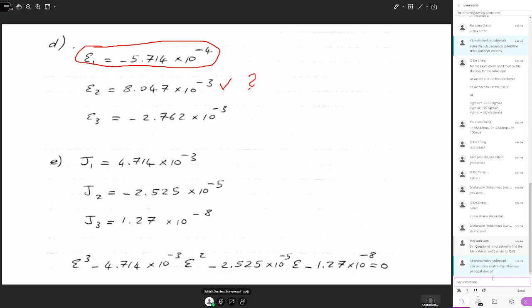Here they will automatically be in different order, so you cannot say which one is maximum and which one is minimum, but you can just give the three principal strains. So you can verify your calculation. You need to see that the sum of these three values must be 0.